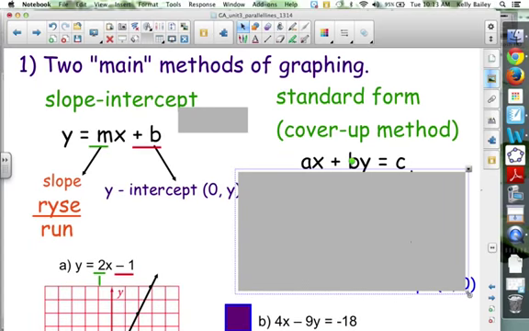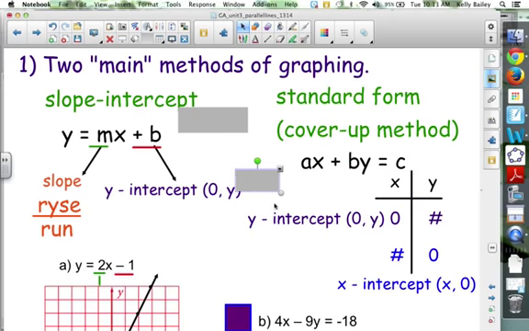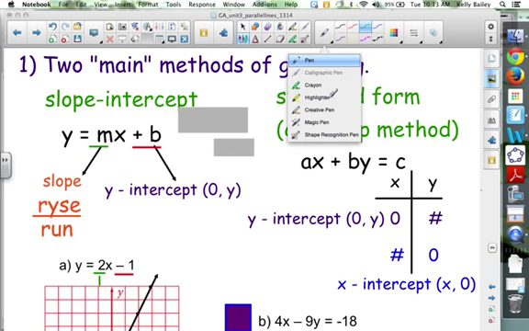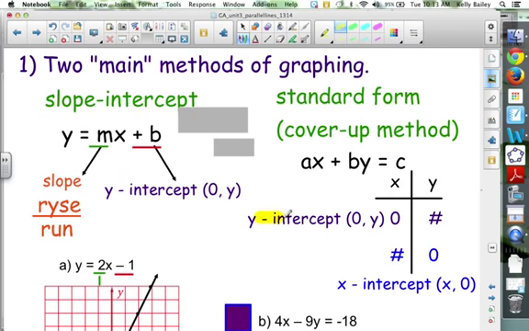Standard form, the equation needs to be in the order of ax plus by equals c. When the equation is in this order, you're able to find the y-intercept, which always has a 0 in the x and a number in the y, and you're able to locate the x-intercept, which is a number in place of the x value and a 0 in place of the y, without too much work.